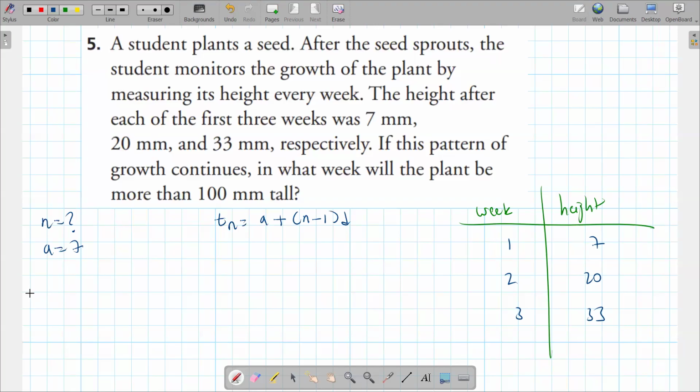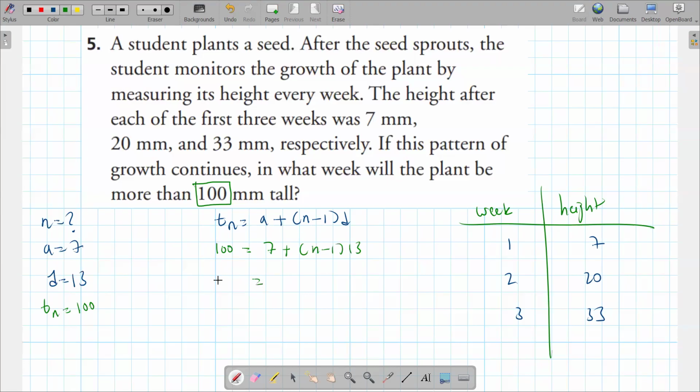Is it 13? D is 13. Yes. Do we know anything else? What is that? That's 10. That's Tn. Like that, right? Now we have everything. Tn is 100. A is 7. And we don't know n. D is 13.